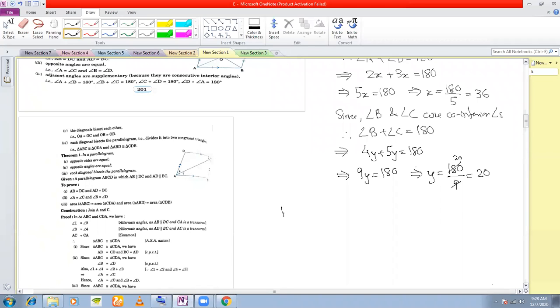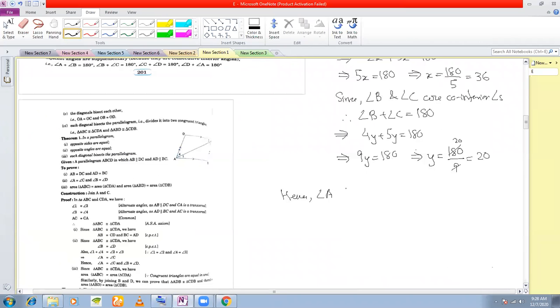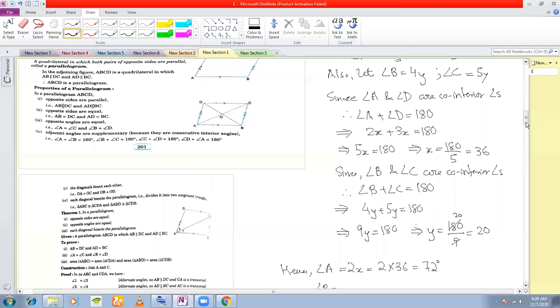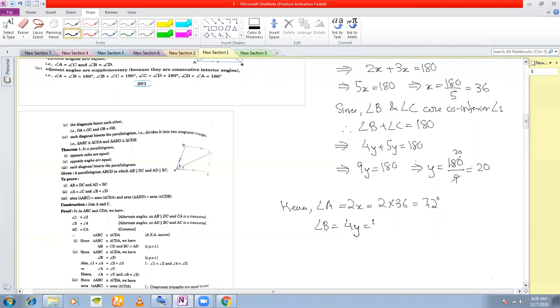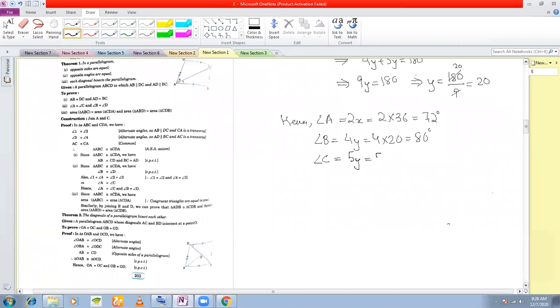Now we find out the angles. Hence, what are the angles? Angle A. Angle A was 2x we had taken. So 2 into 36, which is 72 degrees. This is angle A. Angle B, how much was angle B? Angle B was 4y. So let us write this as 4y and put the value of y, 20, which is 80 degrees. Angle C is 5y. So 5 into 20, which is 100 degrees.